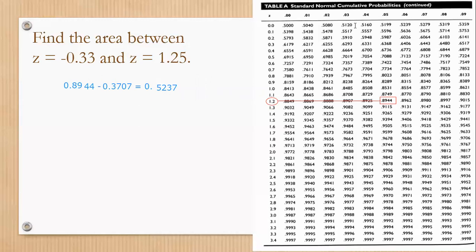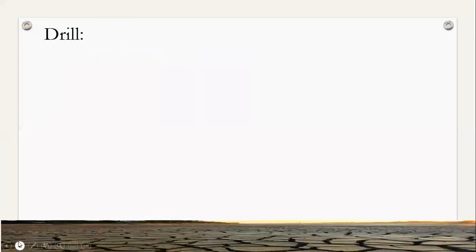And again, if it is left, whatever is the value in the table, that will be the corresponding area. If you use the word right or greater than or above, whatever is the value from the table, you need to subtract that from 1. And if there are two z values, subtract the smaller value from the table from the bigger value. Okay, so I hope you don't have questions on that, because we will continue.